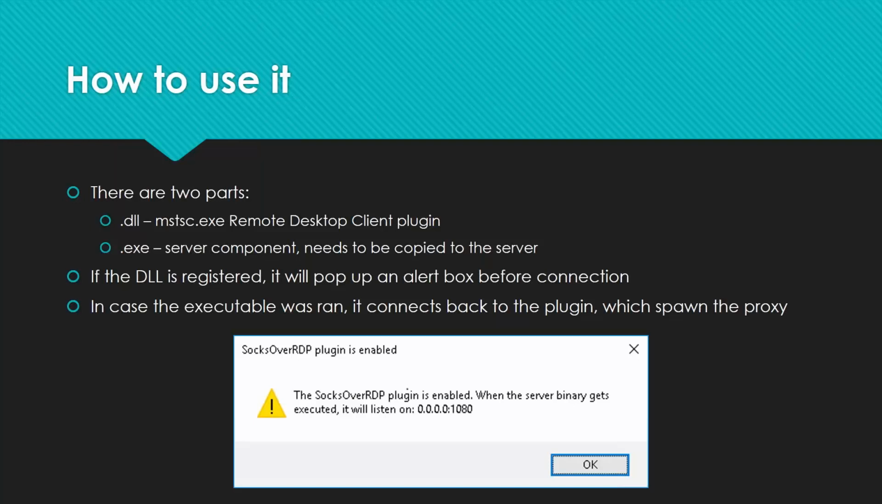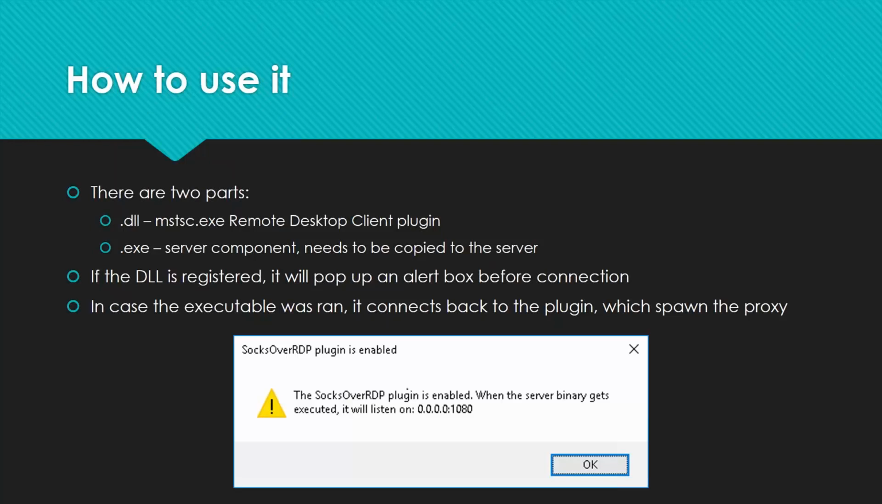So how can you use it? There are two components. There is the DLL, which is the remote desktop client plugin. You need to install it on your computer, you need to register it, and then it will be loaded into the msdsc.exe process, which is the remote desktop client. So every time you open a client, it will open the DLL, load it, and use its functionality. It doesn't do much if you are not using the other component, which is the exe. That's the server component that you need to copy, paste over to the server, and double click it, and that's it. Basically, it's so easy to use. It can't be screwed up.